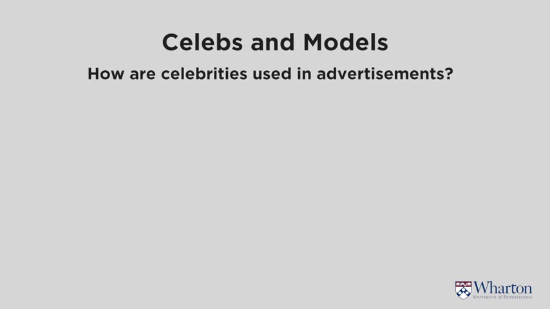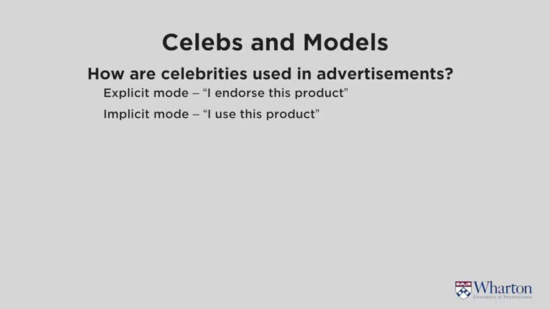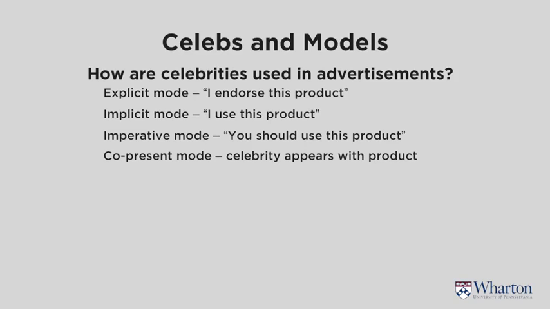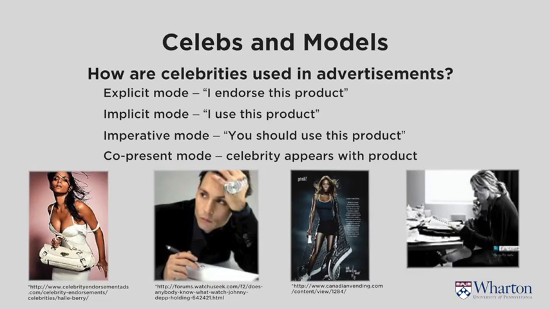And the ways the celebrities and models are used in these advertisements or endorsements is they can say, there's an explicit mode. They can say, I endorse this product. I believe in this product. There's an implicit mode that says, well, I use this product. There's an imperative mode that says, well, you should use this product. And then there just can be these co-present, the celebrities around this product. So a lot of product placement, a lot of fashion companies give their celebrities their clothes to wear, so the celebrity's just wearing those clothes, and that is a kind of endorsement as well.